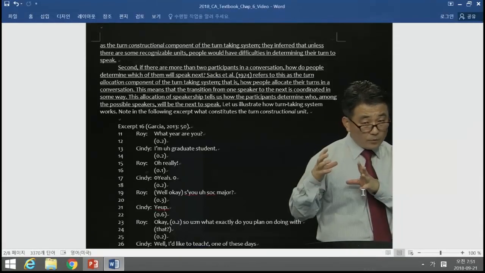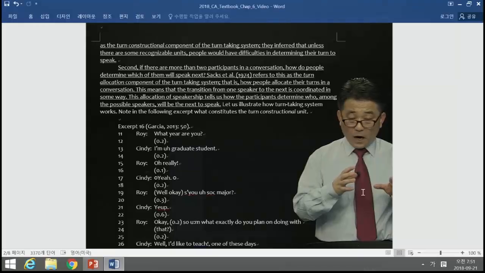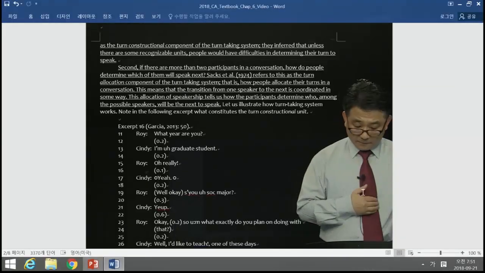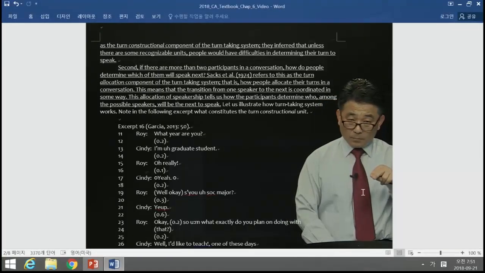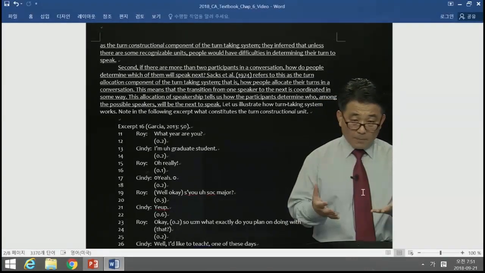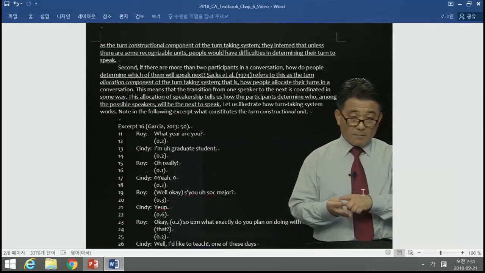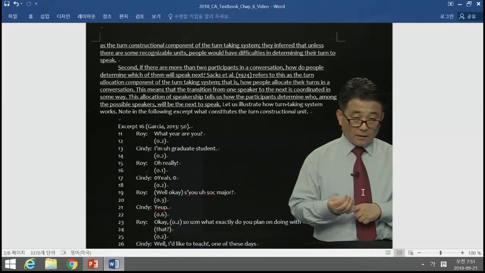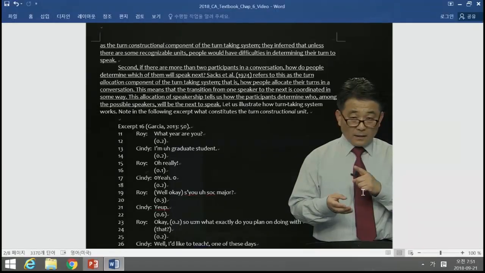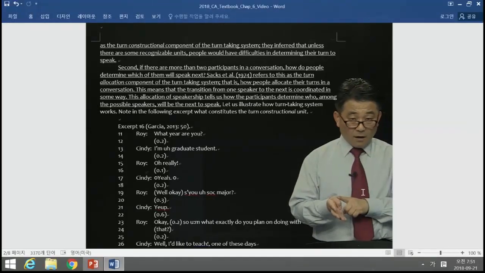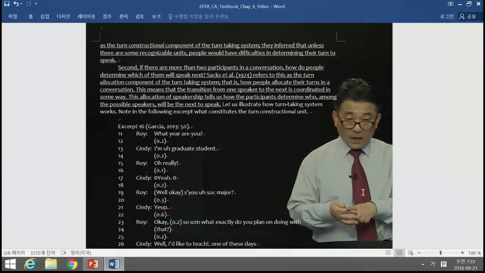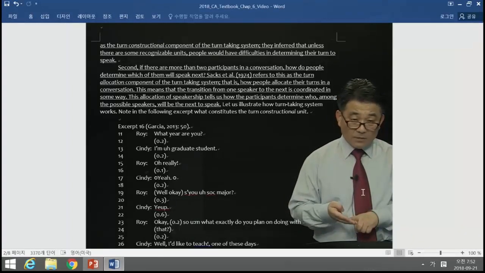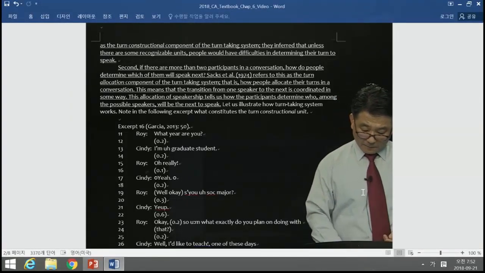The second one, once you know the component, would be how people know when to begin their turn. How do people determine which among the possible people can talk? So you have 5 people in conversation, A, B, C, D, E. How do you know how to order the turn? A talks, and B talks, and C talks, and D talks, and E talks. How do we know B comes after C, or D comes after B, and so on and so on?